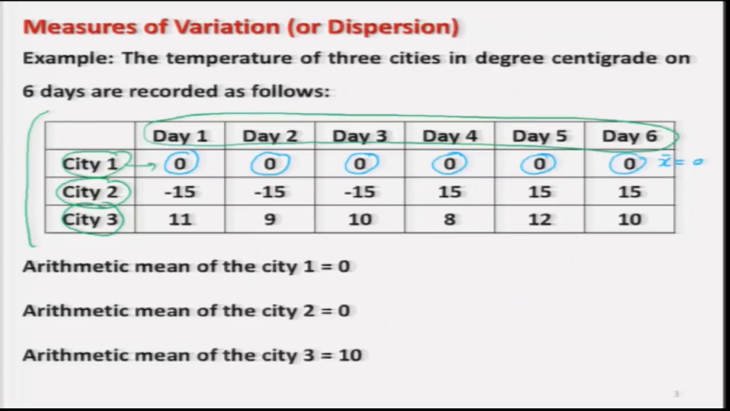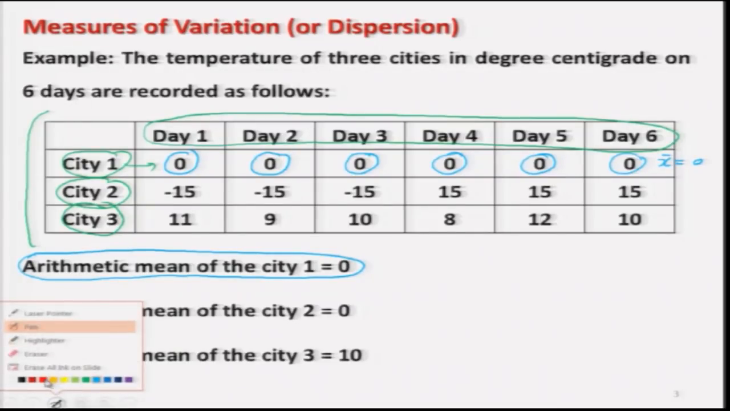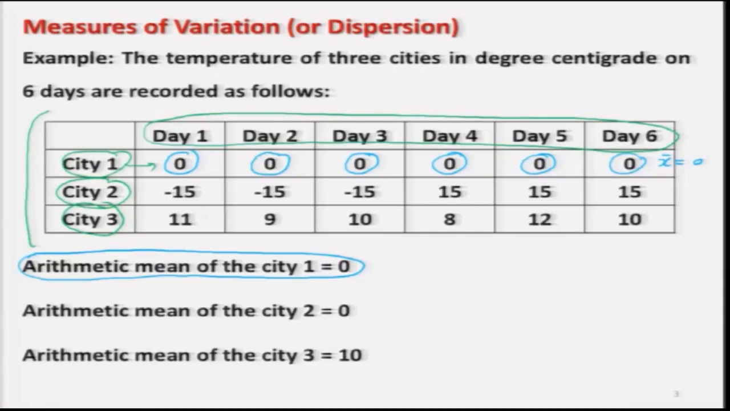So what we can see here is that the arithmetic mean of the temperatures of city 1 is 0. Now similarly, if you observe city number 2, the temperature on the first 3 days is minus 15, and the temperature on day 4, 5 and 6 is plus 15.